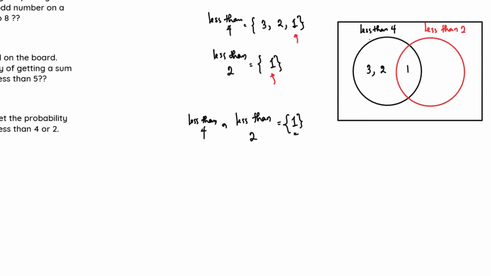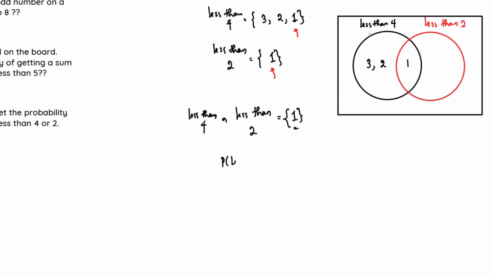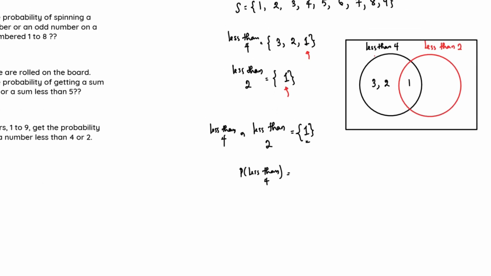So the probability that a value is less than 4 is going to be equal to the number of values that are less than 4 divided by the sample space, and the number of values that are less than 4 is 3. So we have 3 divided by, and the sample space of this experiment is 1 to 9, which we have 9 of them. So that gives us 1/3. Let's keep that in mind.